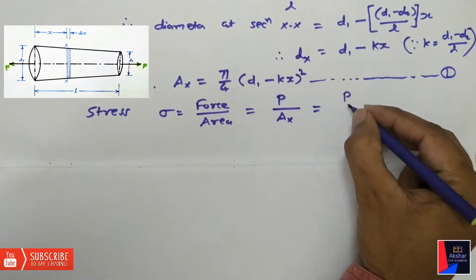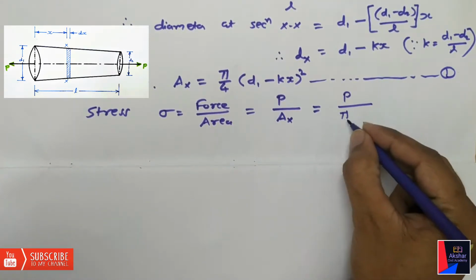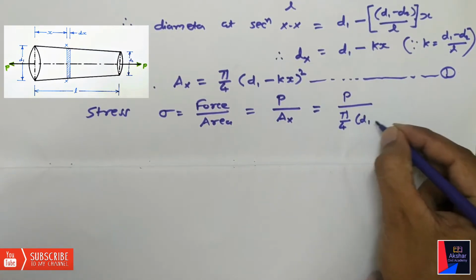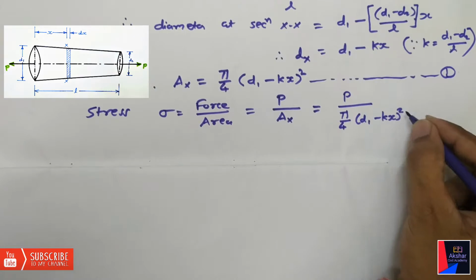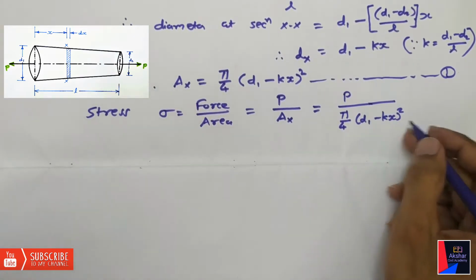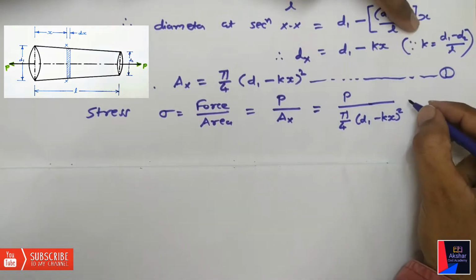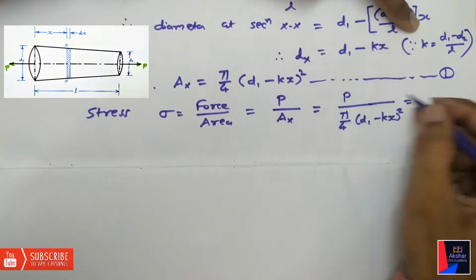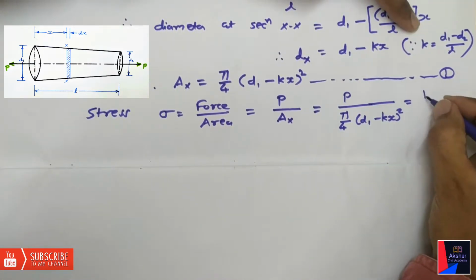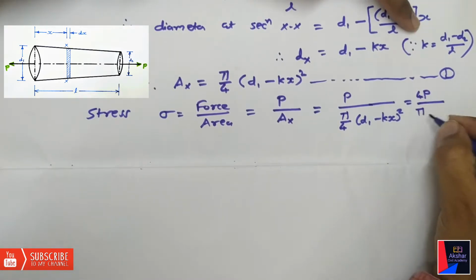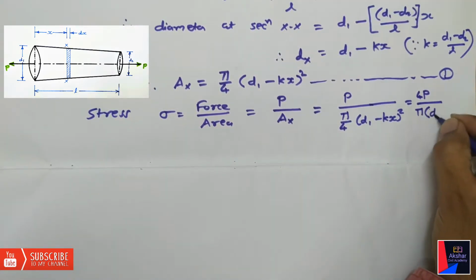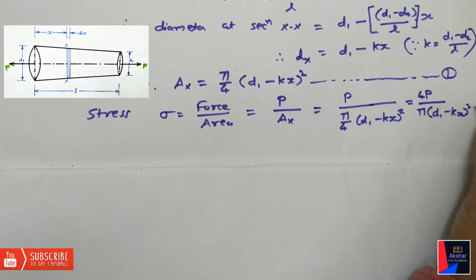So we can write these values in the equation. We will get P upon pi by 4 d1 minus kx squared. I can write this term in this way also. So 4 will go upward, so sigma is 4P divided by pi multiplied by d1 minus kx squared.